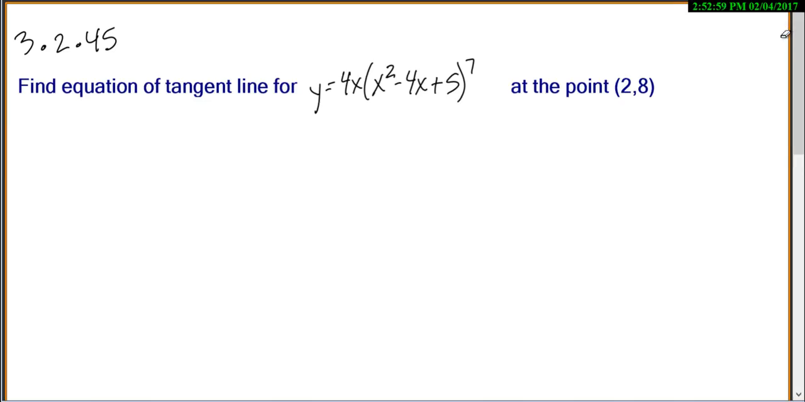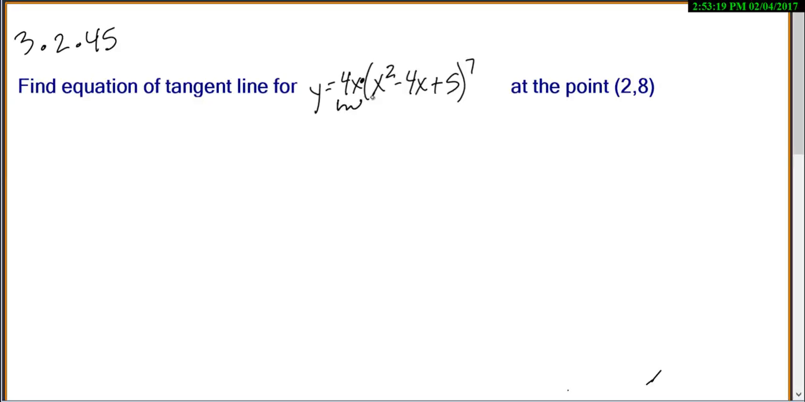This is problem 3.2.45. We want to find the equation of a tangent line for this equation at the point (2, 8). When I look at this equation for y, I have a 4x times a bunch of stuff inside the parentheses raised to the 7th power. The first thing I notice is that this is a multiplication, so I'm going to have to use the product rule.